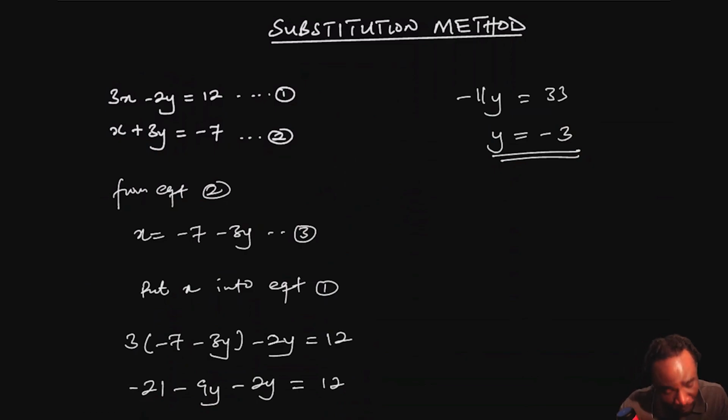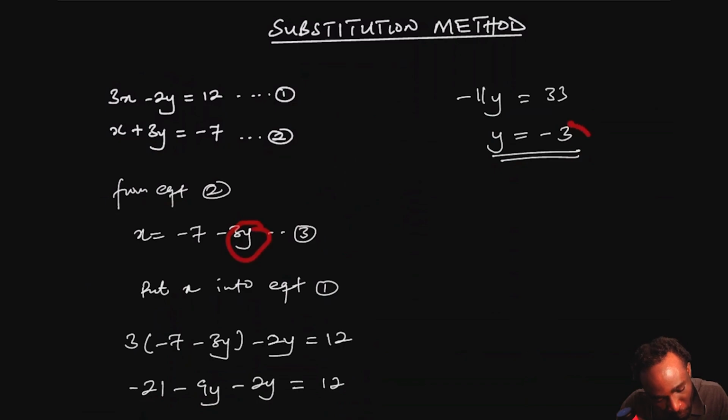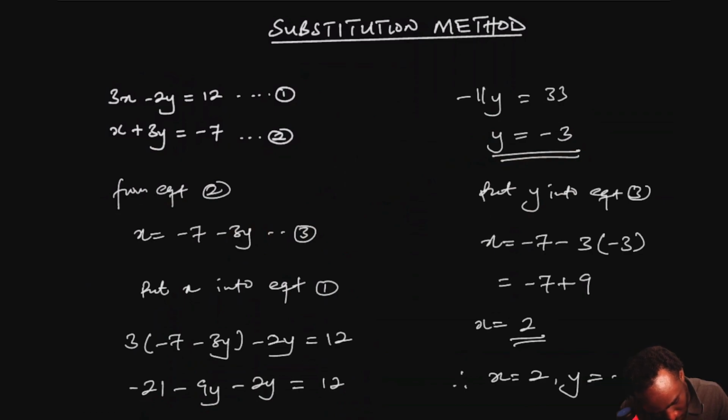Now that we have the value of y, we have to solve for the value of x. We already know from equation 3 that this is the value of x, but we needed y, and now we have found y. So we can substitute this y into equation 3. What are you going to get then? x is equal to minus 7 minus 3, and you know the value of y to be minus 3, so you put it inside straight away and simplify this. You get minus 7 plus 9, and then the value of x is going to be 2. Therefore, x is equal to 2, and y is equal to minus 3.